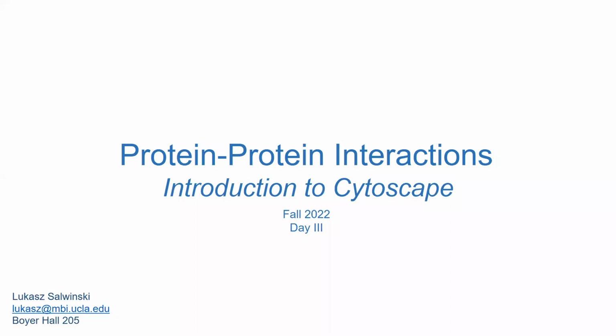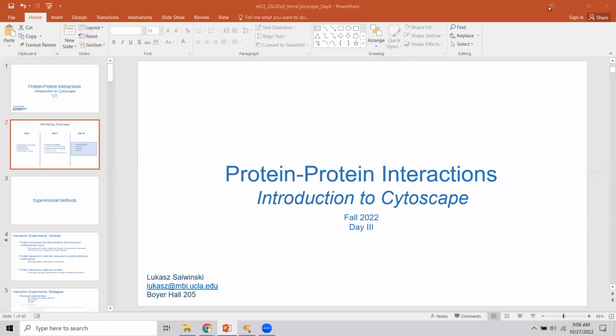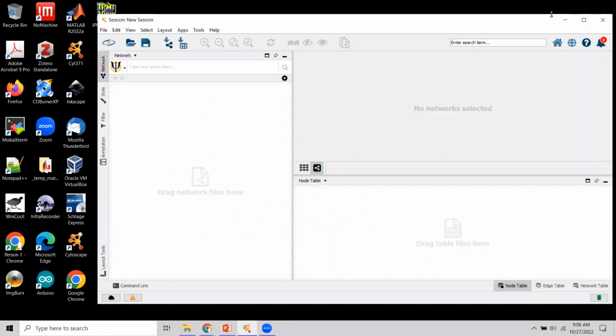Okay, so let's start day 3 of the workshop on Cytoscape. We're gonna go over additions to Cytoscape to allow us to get data in from the online resources, and that's probably most of what we're gonna do today. And it's gonna be mostly clicking on Cytoscape and web browser. So we're out of PowerPoint. For now, back to Cytoscape.